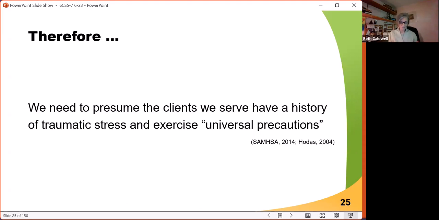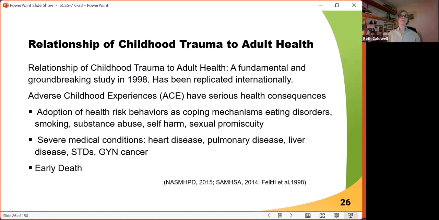So as the next slide, we need to presume, which Kevin shared yesterday, that the clients we serve have a history of traumatic stress and use what we are calling universal precautions. Liz Murray, some of you may have heard of her. She wrote the book and there was a movie, Homeless to Harvard. And what she talks about is the muscles you use get strong. And so your job is actually to ensure all staff are focusing on that strength base and the hope and the resiliency for the persons we serve.